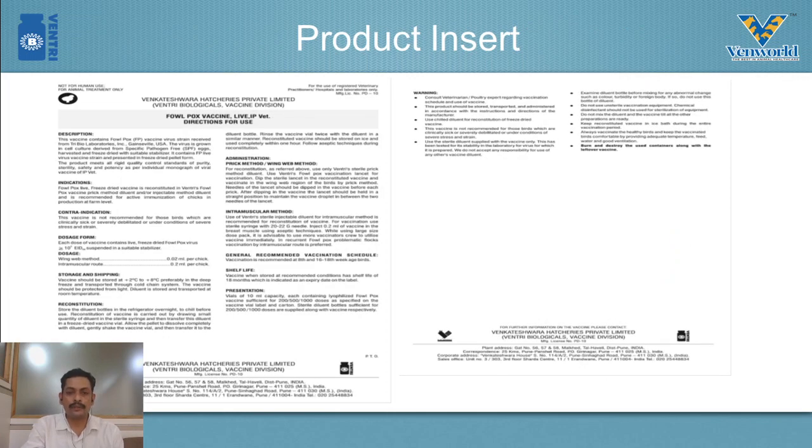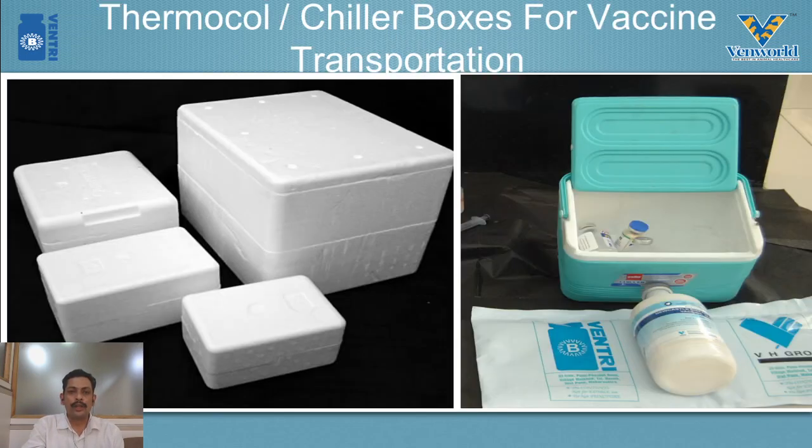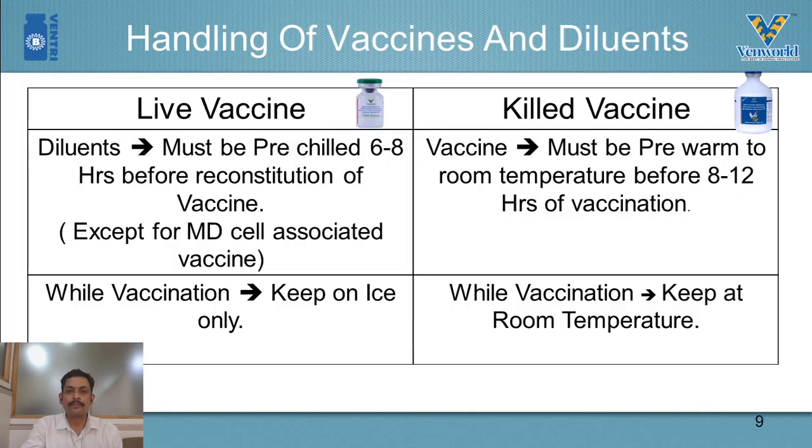Such inserts are always given along with the blister packs, because all the instructions and guidelines are mentioned there, and please read all these instructions carefully before giving the vaccines to the birds. Here I have shown you different thermocol boxes, and there are chiller boxes as well. These thermocol boxes or chiller boxes should be used during transportation or storage of live and killed vaccines, along with ice.